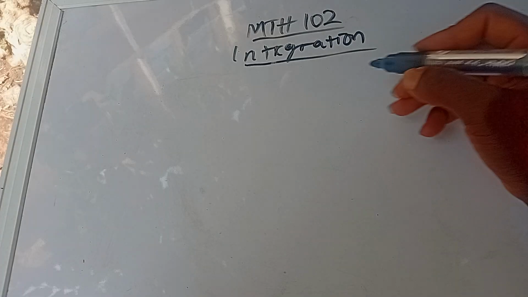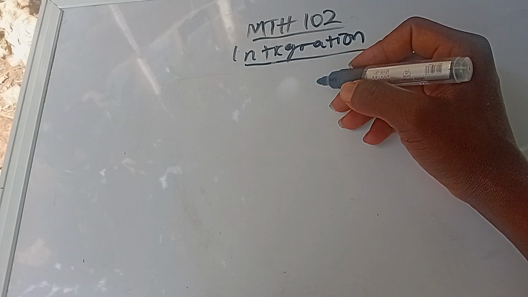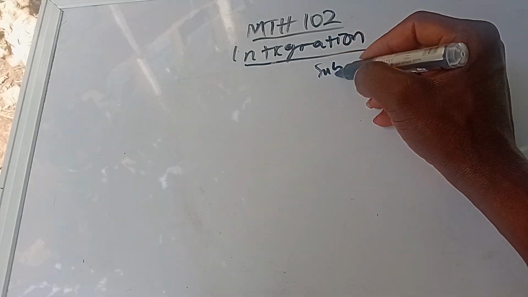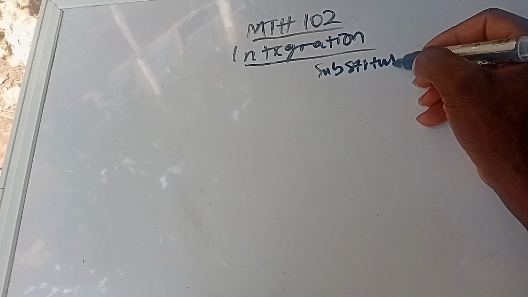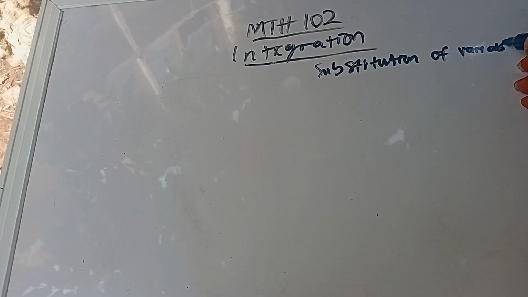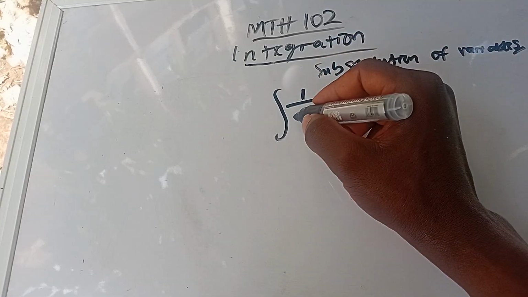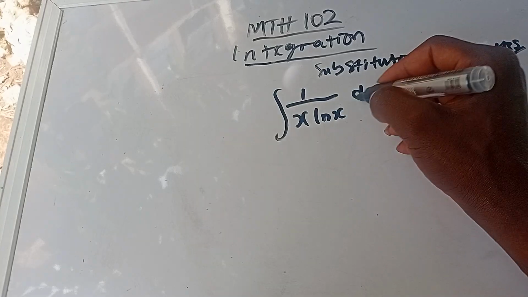So now let's quickly treat. We also have some rules that guide integration. For instance, okay, let's talk about the substitution of variable, which is popularly known as u substitution because we make use of u. You can use other letters, there's no problem, but we normally make use of u. You can use v, you can use w. For instance, if I tell you to integrate, maybe, the integral of 1 over x ln x dx.